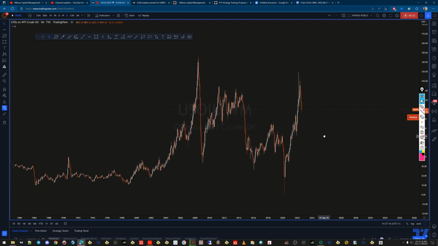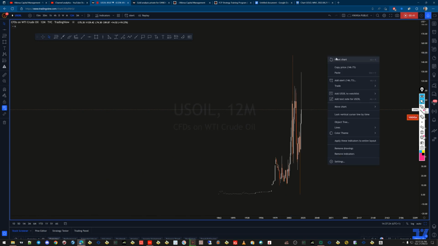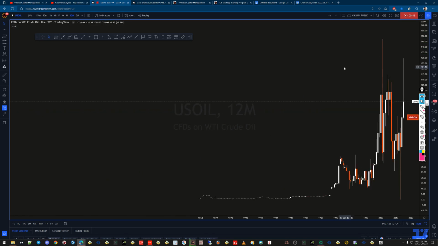So what is happening on oil? Right, let's start from the monthly time frame. Actually, let's go to the 12th month time frame, which is basically yearly. Right. So if I go to the yearly time frame, what do I see?